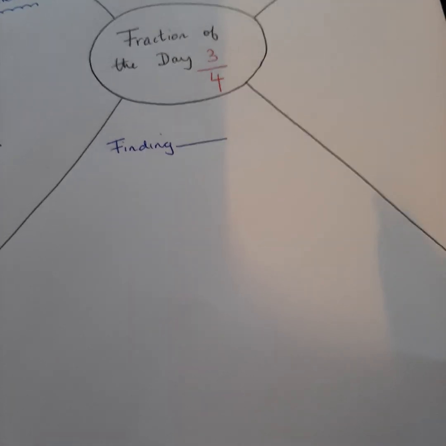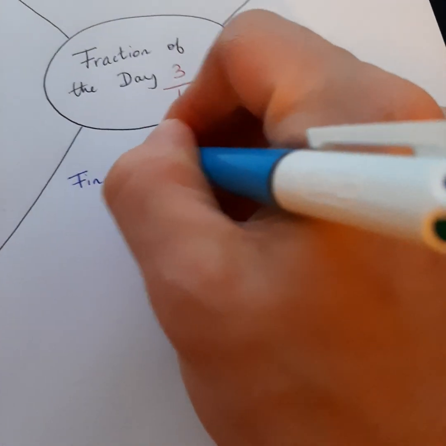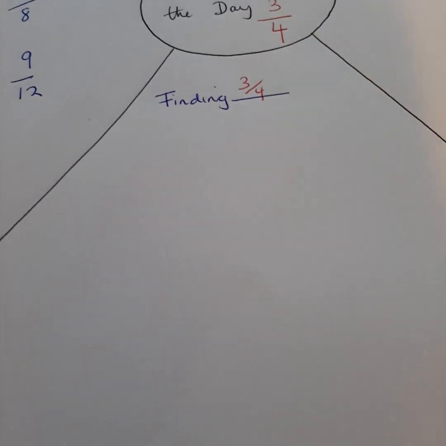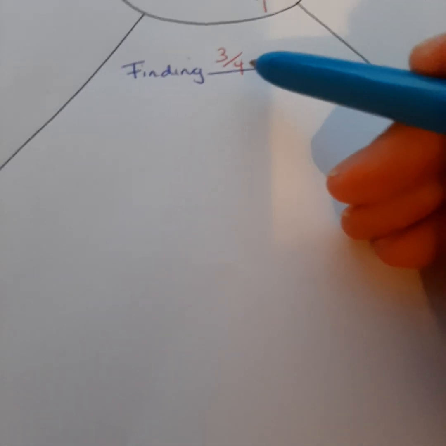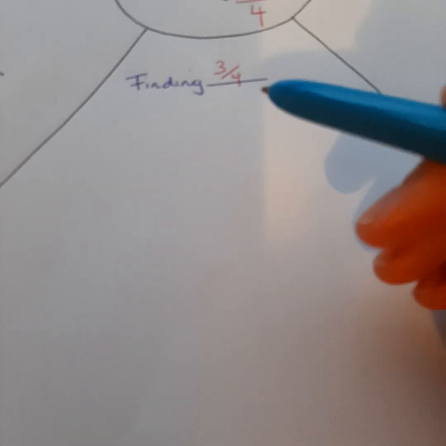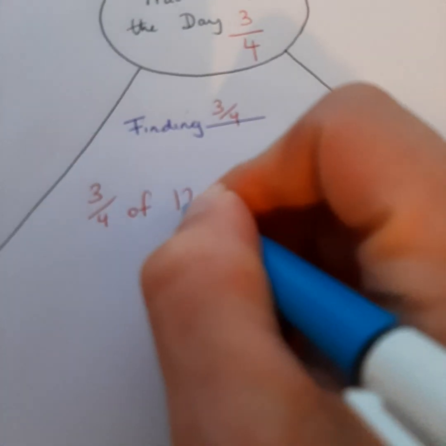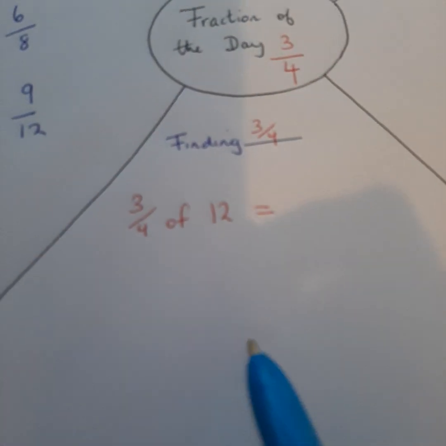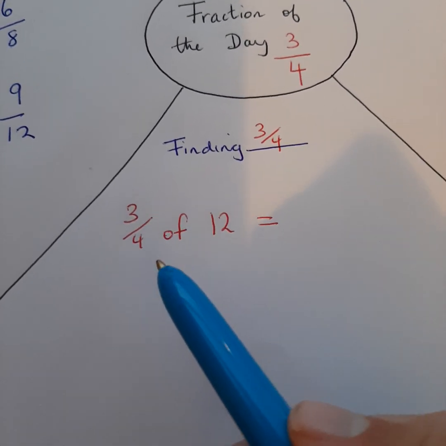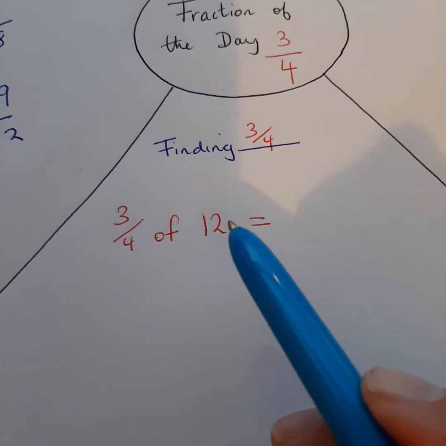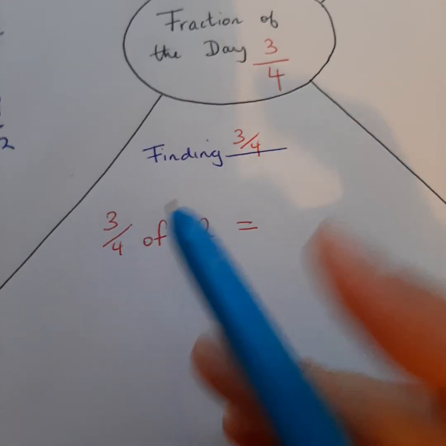Then on the bottom, we're finding 3/4 of things, okay? So this is good for you to come up with your own questions, because you must make sure that the denominator fits into the number you're finding 3/4 of. So multiples of 4. So I'm going to find 3/4 of 12 equals. So I'll just use my quick strategy. Divide by the denominator, multiply by the numerator, divide by the bottom, multiply by the top. 4 into 12 goes 3 times. 3 times 3 is 9.